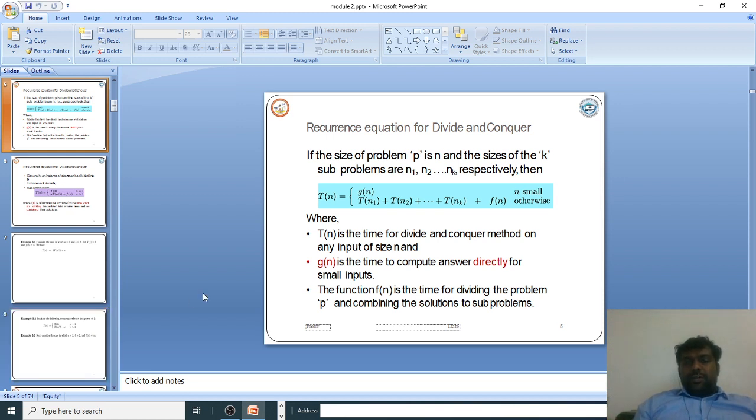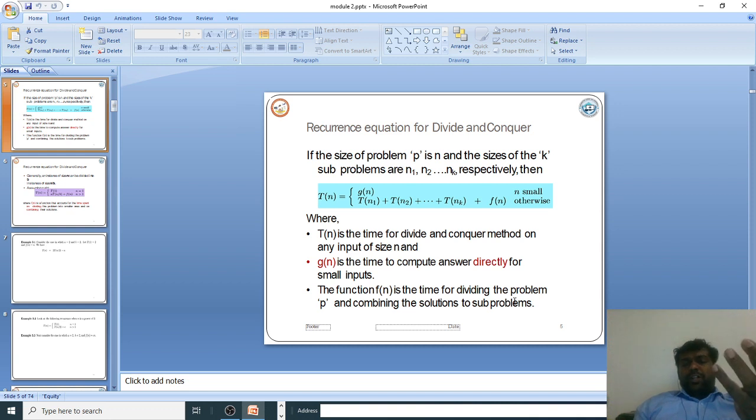Okay. Now if the problem is of size n, then the sizes of k subproblems, that is you're going to divide it into n of k, then T of n equals g of n, that is a function, it gives some value if n is small, else T of n1 plus T of n2 plus T of nk plus f of n otherwise. So T of n is the time taken for divide and conquer method. G of n is the time to compute answer directly for the small inputs, so that we have seen. Next, a function f of n is the time for dividing a problem and combining the solution. That is what happens in divide and conquer, right?